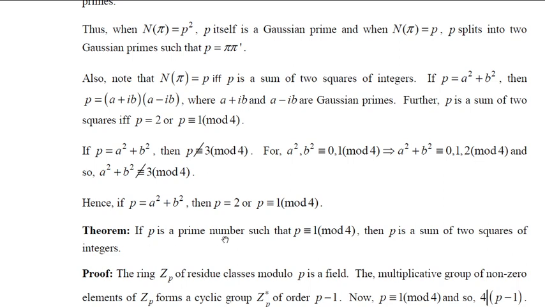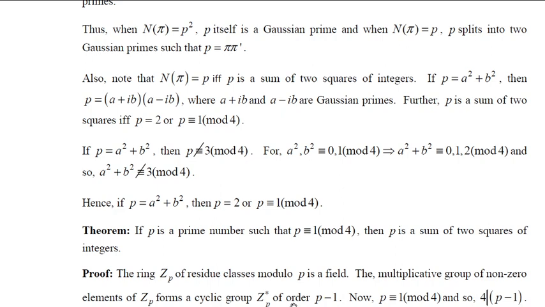They are given p is a prime number. Then Zp is the residue class modulo p. What is Zp? Zp is the collection of all elements of the form 0 bar, 1 bar, 2 bar, etc. up to p minus 1 bar. And in fact, since p is a prime number, Zp is a field. Zp is a field means it is an abelian group under addition, and the non-zero elements of Zp form a multiplicative abelian group of order p minus 1. And in fact, it is cyclic.